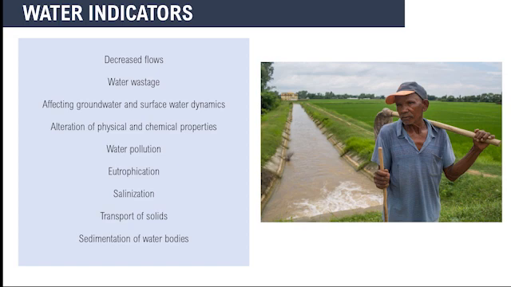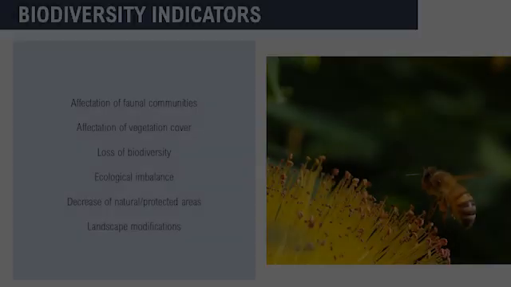It's not taking all the sand that is there, and when this sand is going to the river, it can lead to sedimentation of the water bodies. So now we are going to go to the next one, that will be biodiversity indicators.